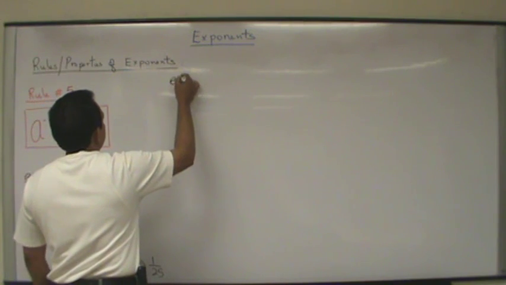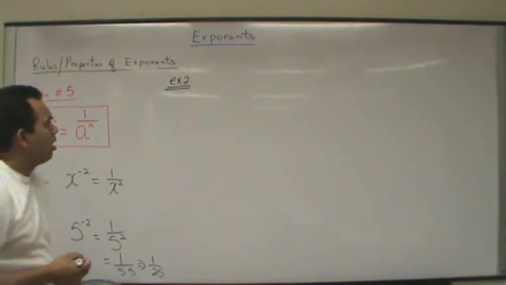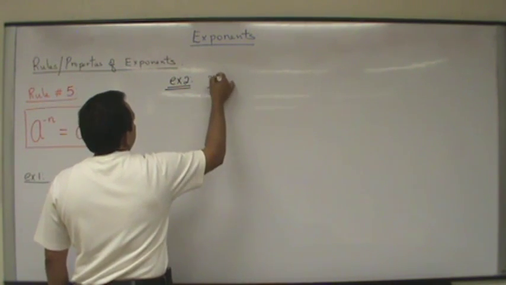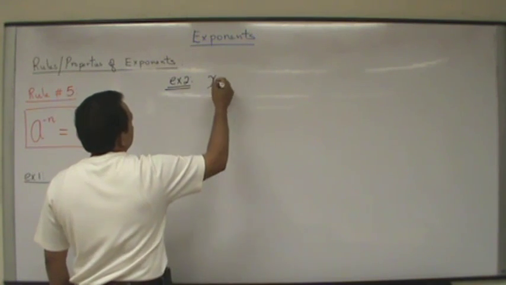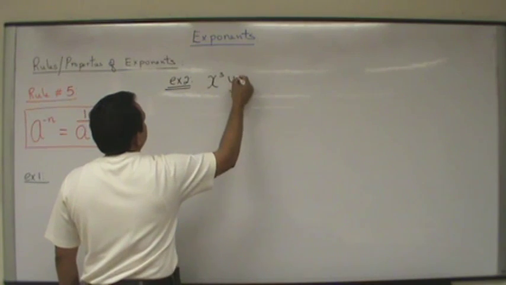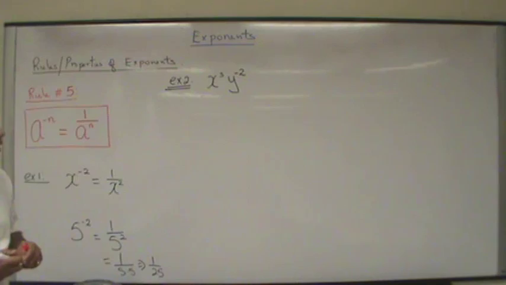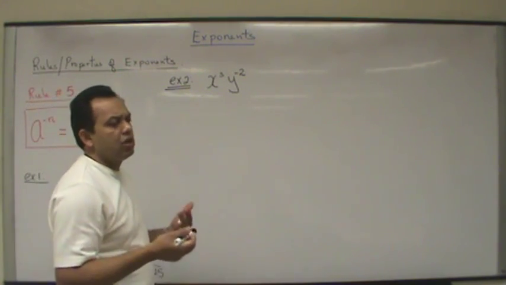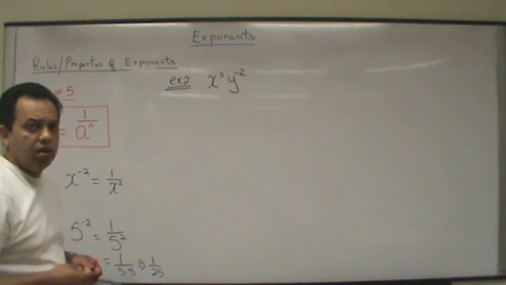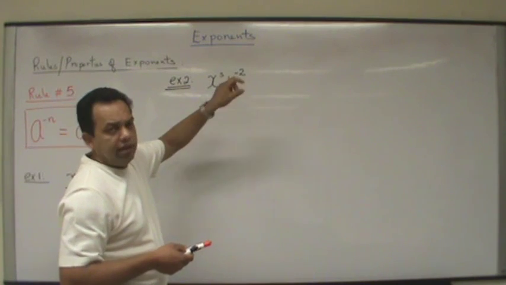Let's look at example number 2. How about if I have x to the third power, y to the minus 2 power? Well, I cannot leave my answer, or it is strongly recommended that we do not leave our answer with a negative exponent. So I can't leave this problem because it contains a negative exponent.